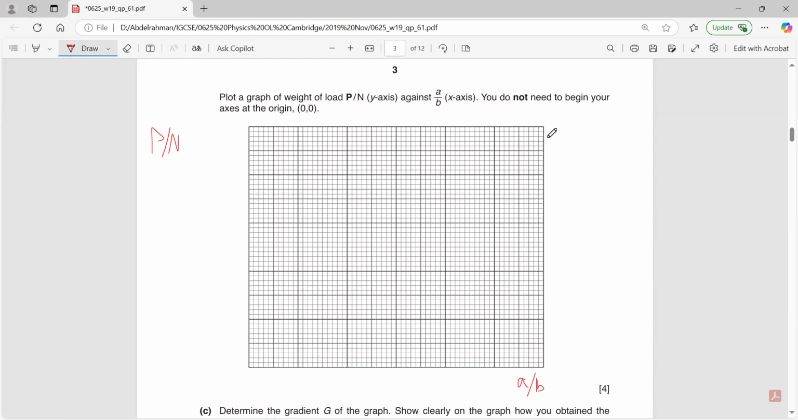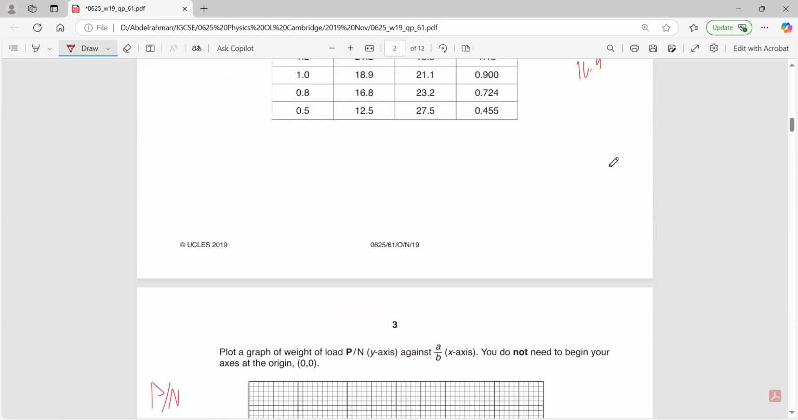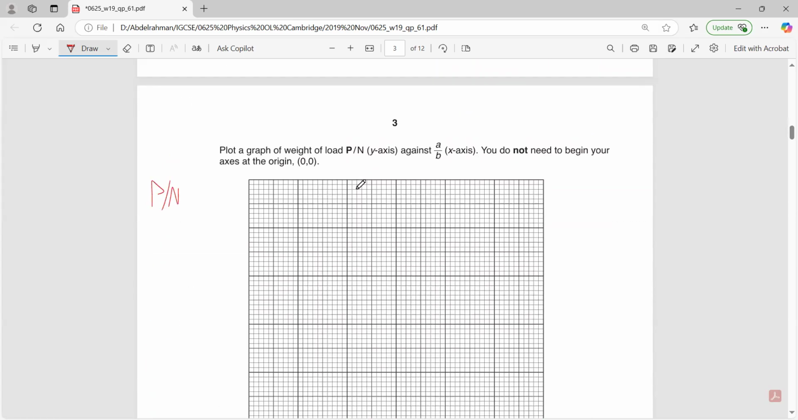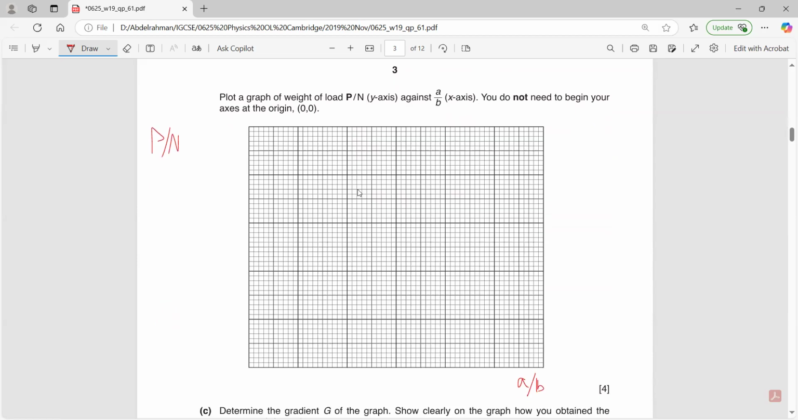Okay, can I fill out the numbers? Yes, I can. Let's start off with P. P starts from 0.5 and ends at 1.5. If I start off with 0.5, can I go up with increments of 0.5, for example, 0.5, 1, and 1.5? Definitely that would be wrong. Why? Because I will finish all of my numbers at this point, which is wrong because I need to fill more than 60 or 70% of the graph.